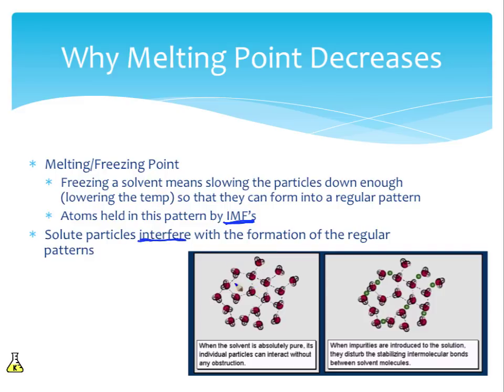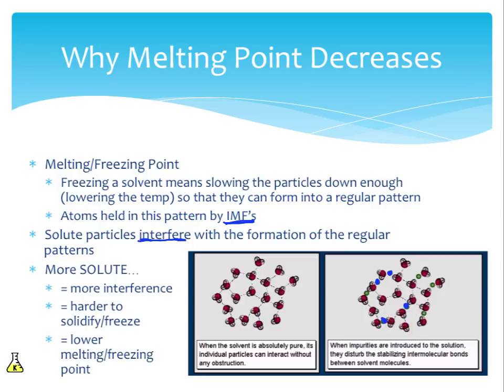When we add solute particles into the mix, those solute particles interfere with the formation of those regular patterns. Here, for example, we can see the hydrogen bonding present in water molecules, but notice that by adding in these solute molecules, some of the hydrogen bonds are interrupted. As we add more solute molecules in, we get more of this interference, and it ends up being harder for your substance to solidify. There are fewer intermolecular forces there to create that rigid pattern, and the end result is we get to lower temperatures for the amount of energy to be low enough for that pattern to actually form. We get a lower melting point as a result of more interference from solute molecules.